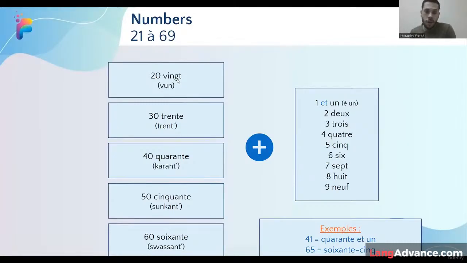So let's jump right into the numbers from 21 to 69 first. Okay, so again, here we have the numbers 1, 2, 3, 4, 5, 6, 7, 8, 9, from 1 to 9, on the right, just to make sure. And we have the dozens on the left, right? So for 20, remember 20, we saw it last video. 20 is vingt.